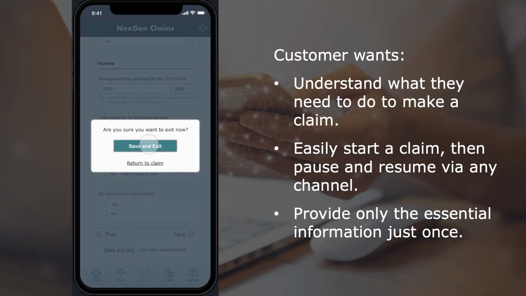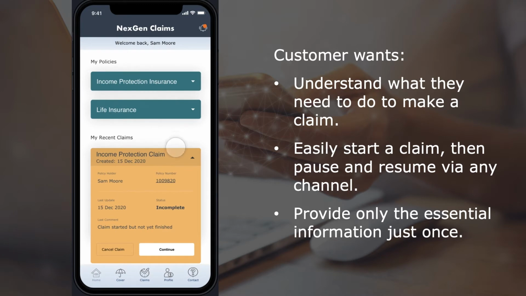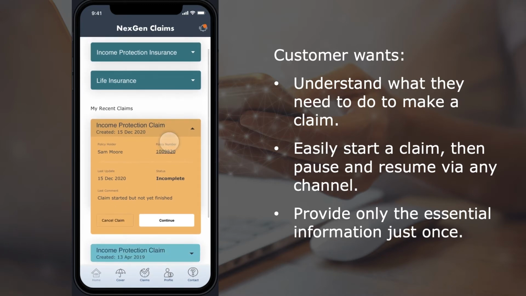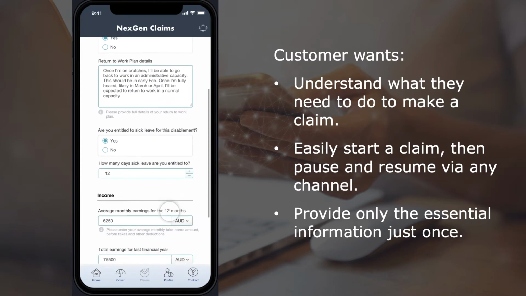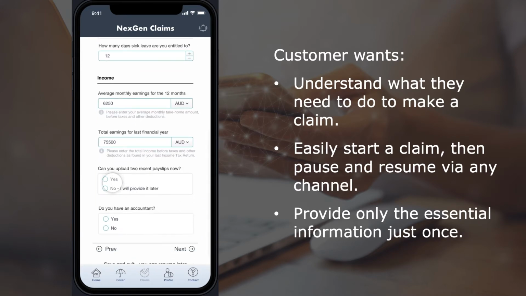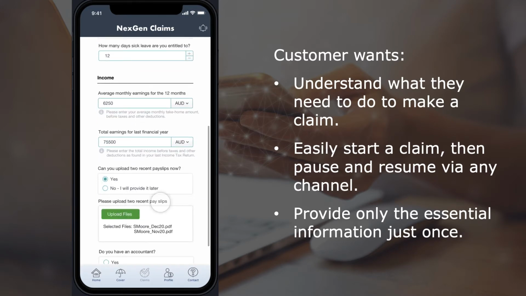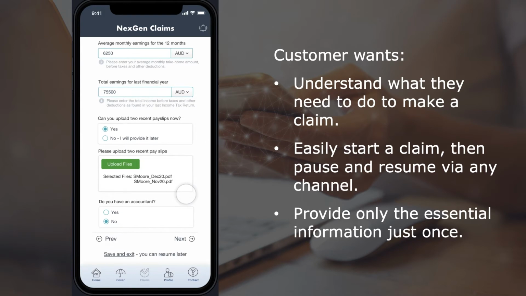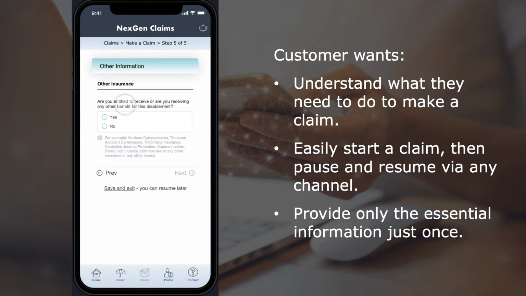So I'll confirm the exit, and it's taking me back to the home page. Notice that there's an action to do because the claim is incomplete. Now I could always cancel, but I might choose to continue when I get home and I've got the appropriate pay slips. So I'll say yes, I have those now. I'll upload them, and there's my December and November pay slips. And I'll hit next. Am I entitled to any other insurance?